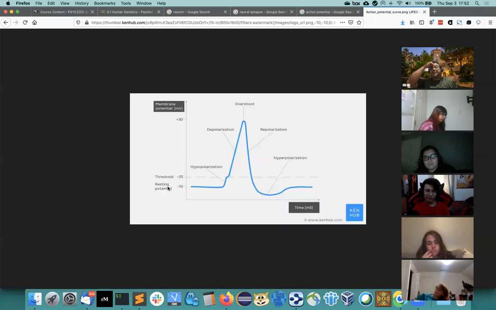It's a big spike that travels down the length of the axon, right? And basically, here's the thing. Think of the whole neuron as just like a round bubble. The inside of the bubble is negatively charged compared to the outside of the bubble. So it's like a battery.